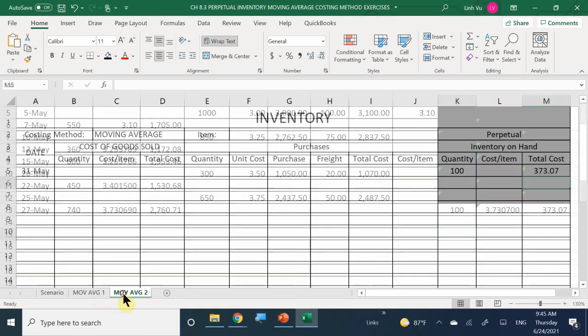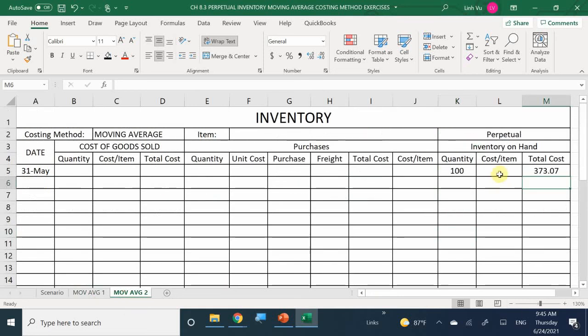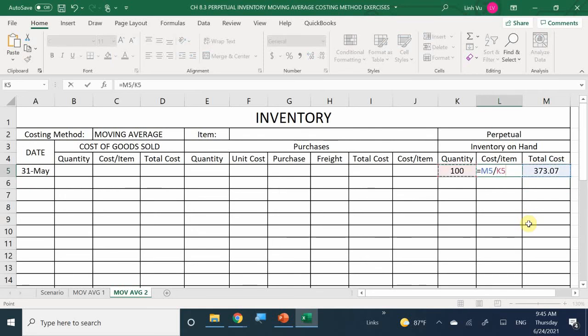Okay. And once again, I'm going to recalculate my average cost per item here because my formula is going to live in this little window here, which we know is 3.7307. Okay. So that's my beginning inventory. So let's go ahead and take a look at our scenario and see what happened next.